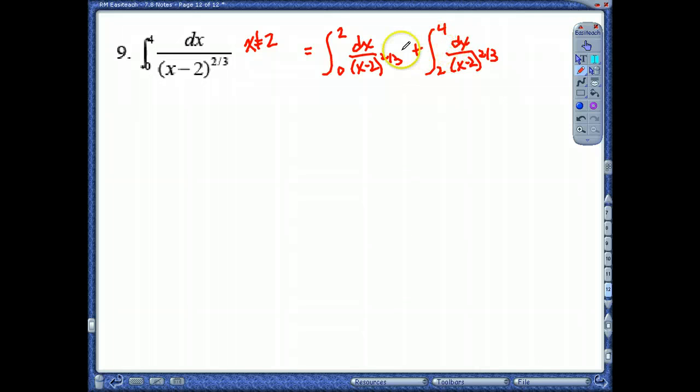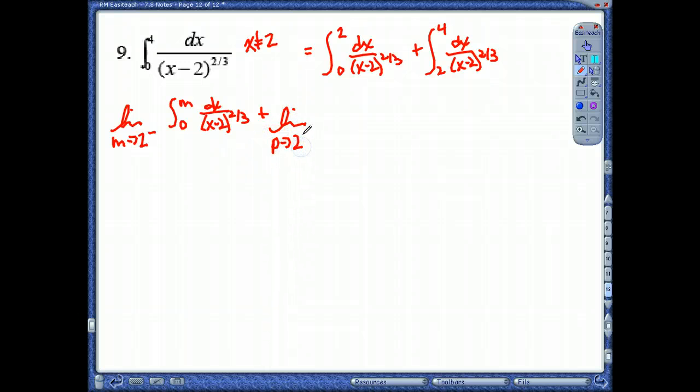And then, of course, we will have to do 2 actual limits there. So we'll have to pick the limit as m approaches 2 from the left side. So that'll be 0 to m dx over x minus 2 to the 2/3 power, plus the limit as p approaches 2 from the right side, p to 4.